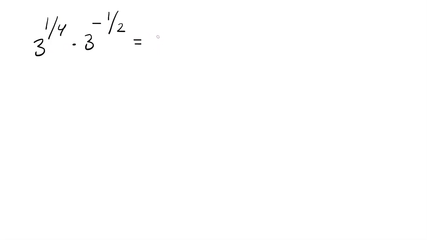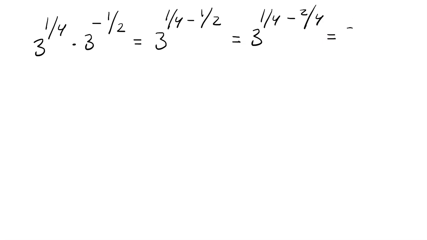Since it's the same base, we know there's a rule that we can just add these two. Or since we have a minus, we can just subtract them, since adding a negative number is just the same as subtracting. So here it is 1/4 minus 2/4. Then it's normal fractional calculations. This is minus 1/4.